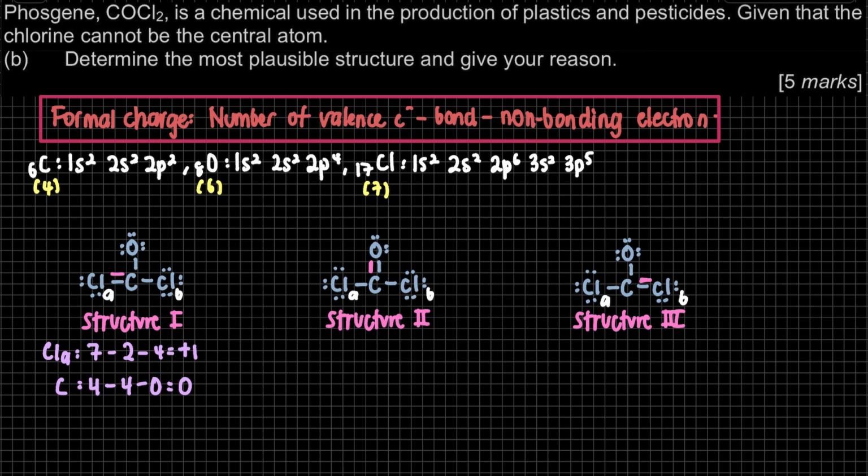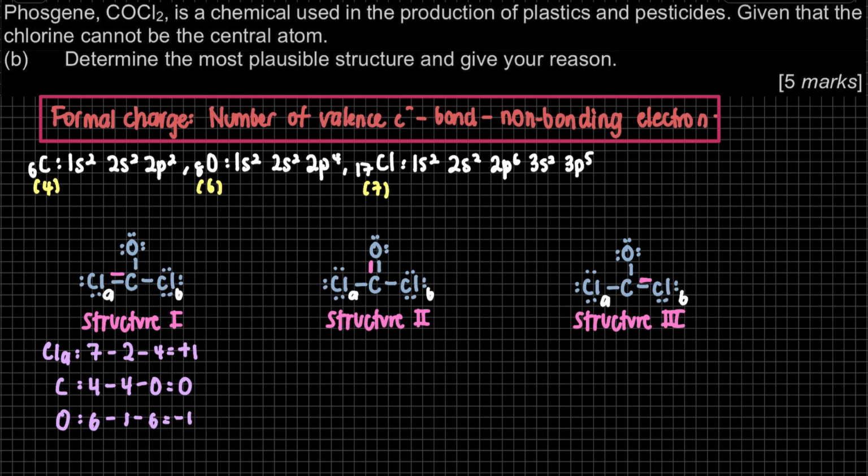Okay, next you can continue with chlorine B, or continue with O. I'm just going to start with O, oxygen. There are 6 valence electrons minus the number of bonds. Oxygen here, check again, only has 1 bond. So minus 1. Minus how many non-bonding electrons? Here we have 2, 4, 6. Minus 6. Hence, we get negative 1.